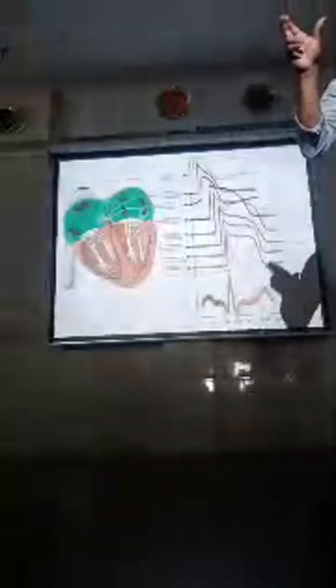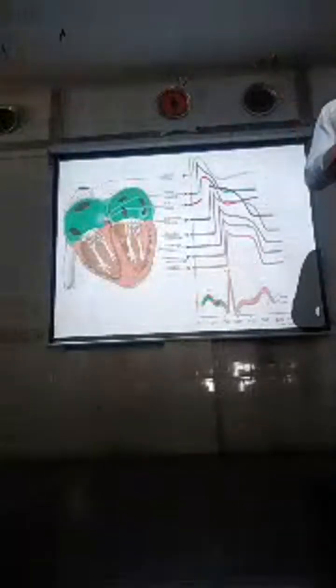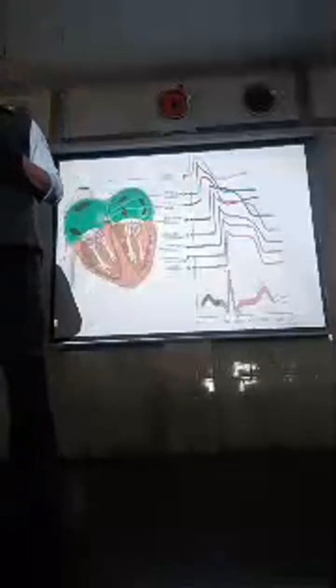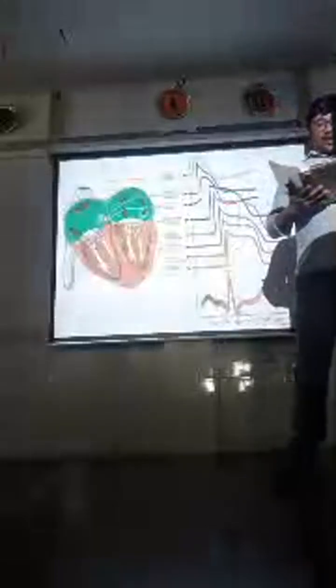We have two types of atrial events, atrial systole and atrial diastole. If atria contracts, it is called atrial systole. If atria is relaxing, it is called atrial diastole. Now this atrial systole will last about 0.1 second.